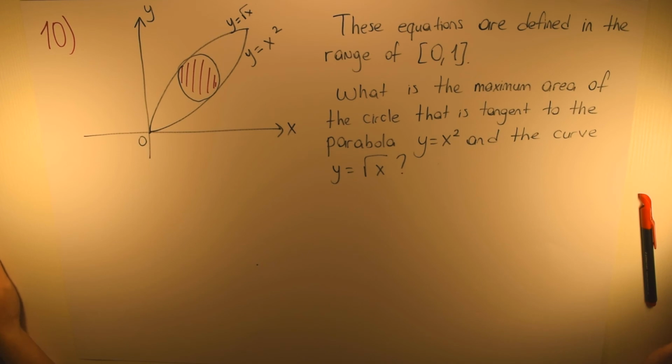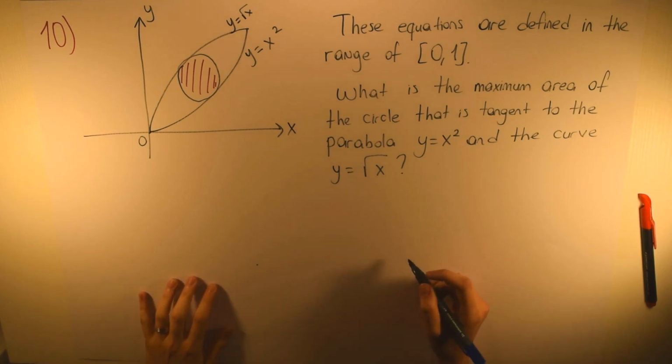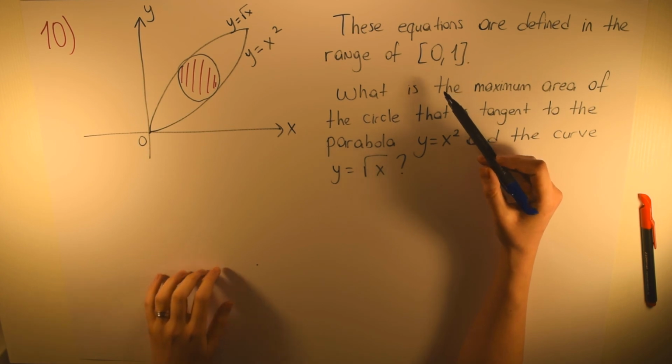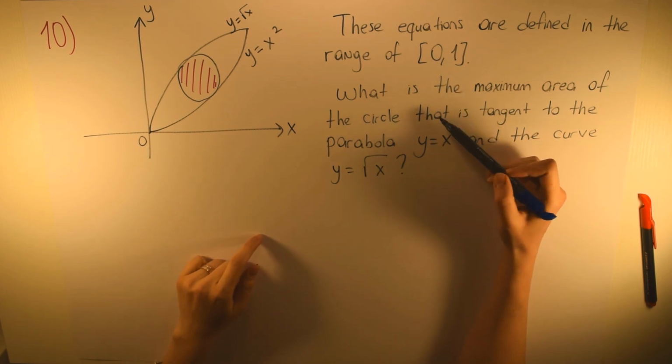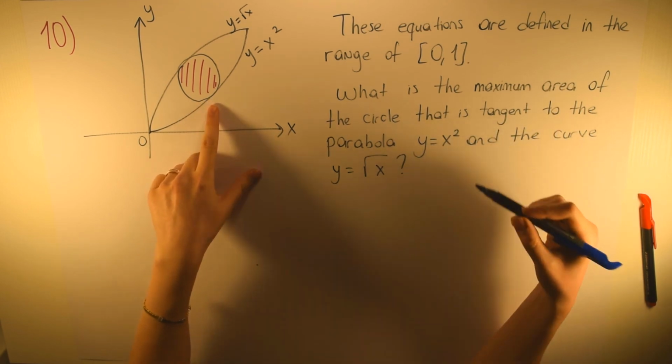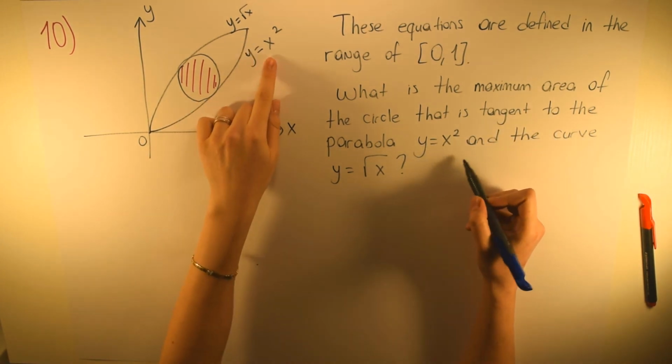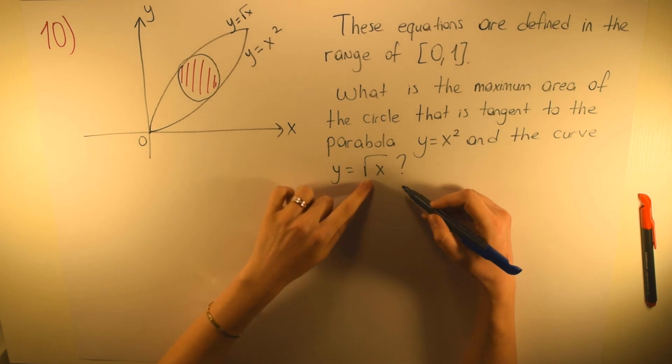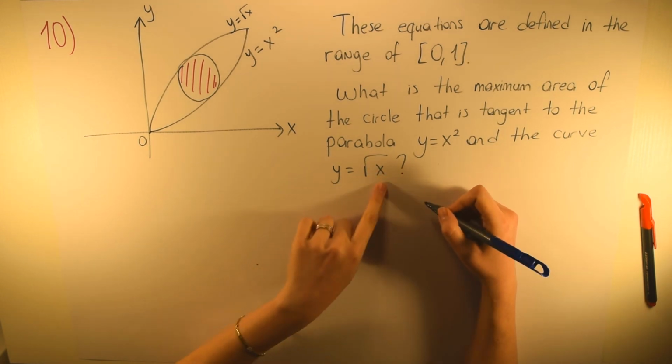Now let's look at our last question. Here we have, these equations are defined in the range of 0 and 1. What is the maximum area of the circle that is tangent to the parabola y is equal to x squared and the curve y is equal to the square root of x?